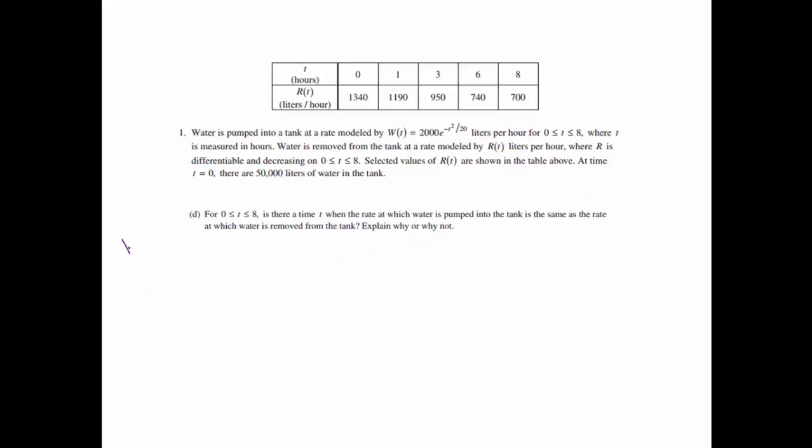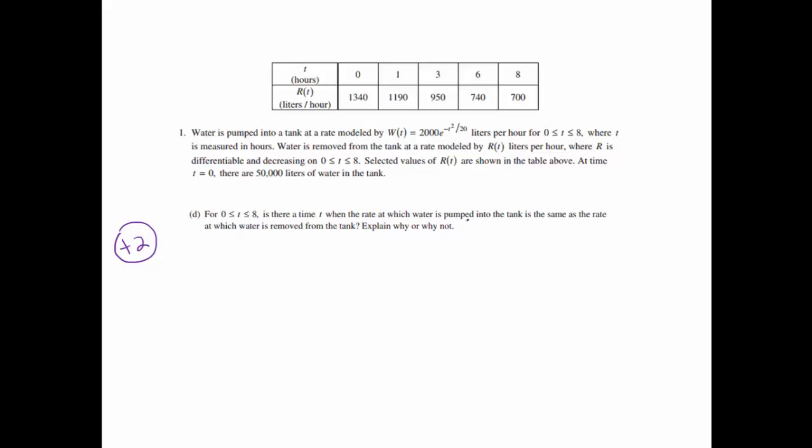Okay, part D is going to be worth 2 points. So if you're like, oh, I did not know how to do this one, it was just 2 points. So if we got points on other parts, we're going to feel okay about it. All right, so this says for T being between 0 and 8, is there a time T when the rate at which water is being pumped into the tank is the same as the rate at which water is being removed from the tank? Explain why or why not.